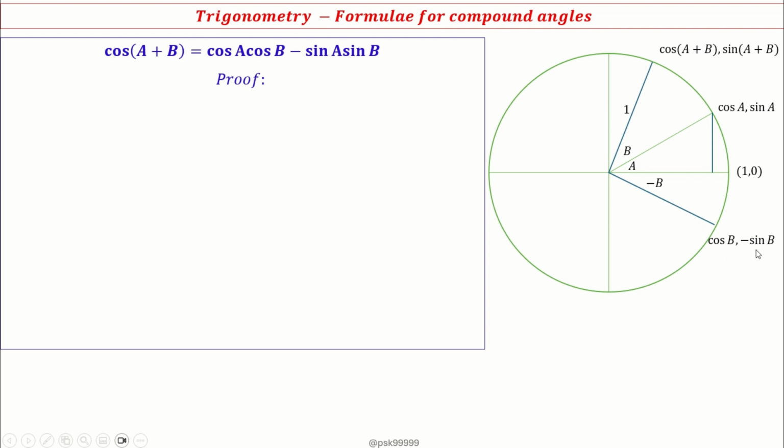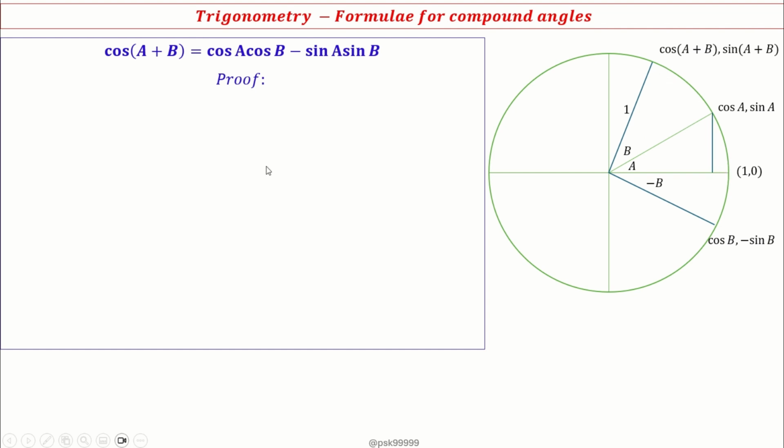Cos will be positive, sin will be negative. So cos B, comma, minus sin B. Okay. So now once you know this, you know that from the circle rule, if any two radii with the same angle make the same chord length.